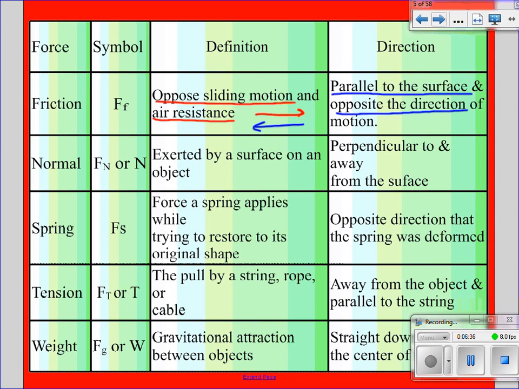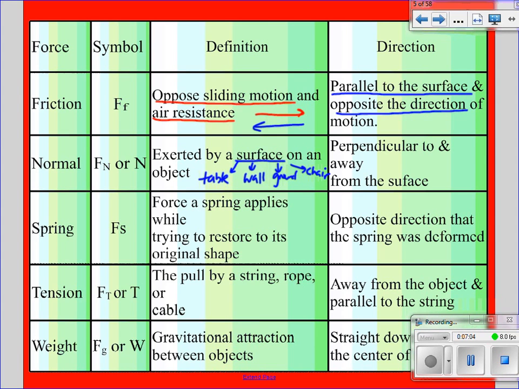Now, normal force is something that's a little different that we may not have ever thought of before. A normal force is defined as a force that's exerted by a surface on an object. A surface can mean many things. It can mean a table. It can mean a wall. It can be the ground. It can be a chair. Any surface that is constant and stable, that's not moving.